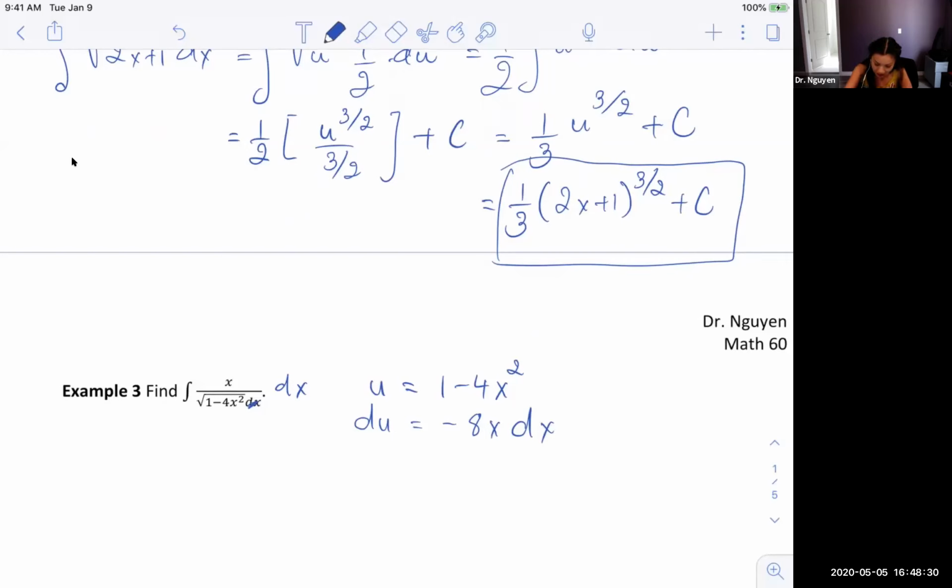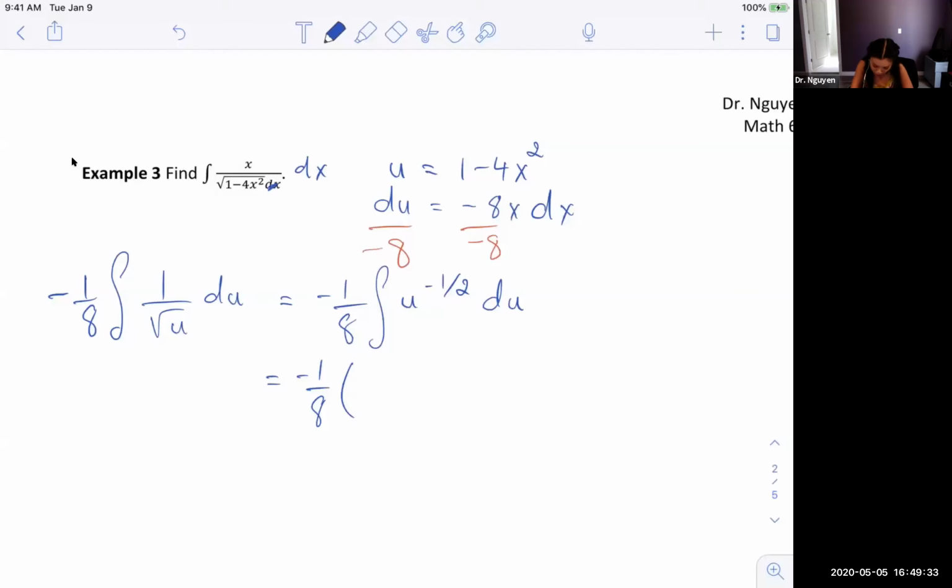Okay. So now the new problem is going to be, you know what, we can always take the constant out from the very beginning. So I'm just going to take the negative 1/8 out. So now we have 1 over square root of u du, right? Let me just bring it to the top and make it easier to take the antiderivative, okay? So now when I take the antiderivative, I'm going to end up with negative 1/8. Negative 1/2 plus 2/2 is going to be 1/2, and then you divide by 1/2, so it's multiplied by 2.